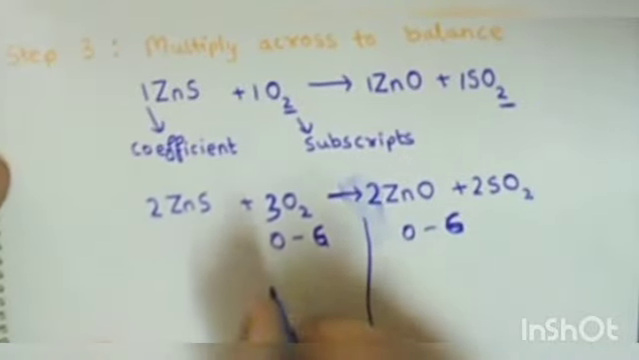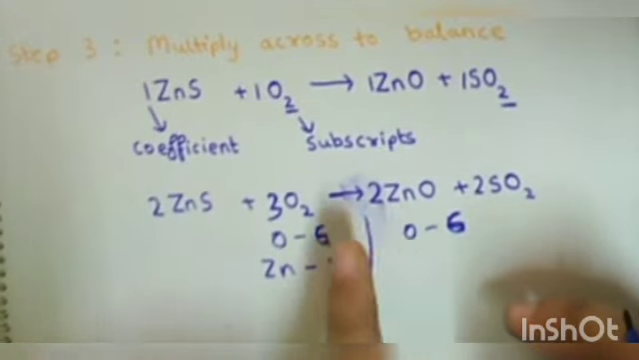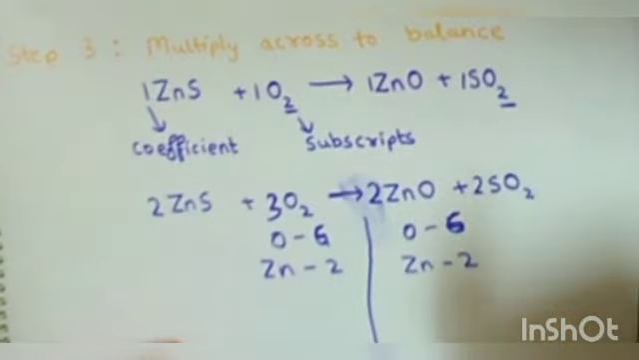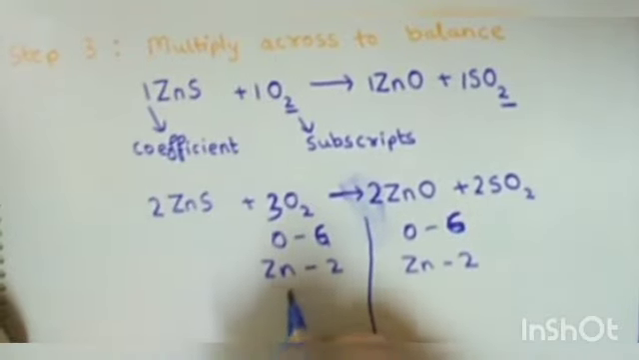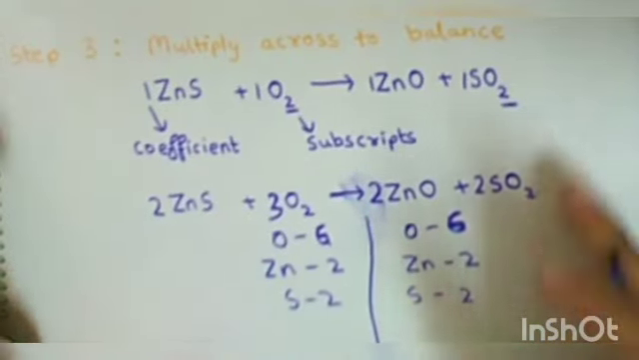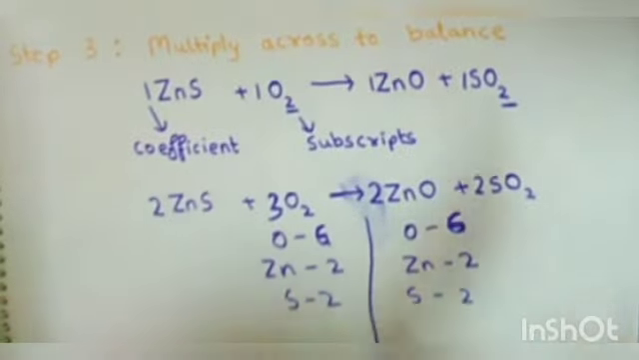Zn कितना है यहाँ पे? LHS की साइड पे Zn है 2. यहाँ पे कितना है Zn? 2 है, तो ये भी बैलेंस्ड है. और अब S कितना है? सल्फर भी 2 है. यहाँ पे सल्फर कितना है? यहाँ पे भी सल्फर 2 है. तो हमारा रिएक्शन बैलेंस हो गया. तो कैसे बैलेंस हुआ? मल्टीप्लाई अक्रॉस टू बैलेंस.